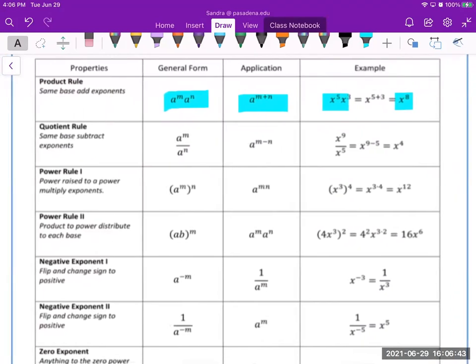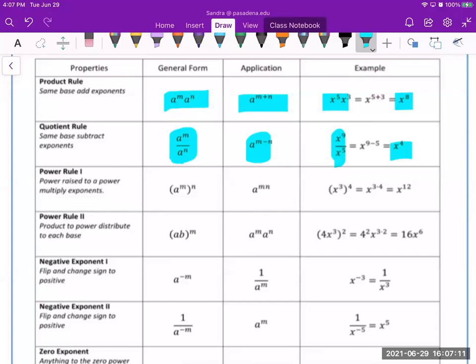Now, the quotient rule says if you have a fraction and the bases are the same, then we can subtract the exponents. It will be a to the m minus n. And here's the example. The example is x to the 9th over x to the 5th power. You subtract the exponents and the answer will be x to the 4th.